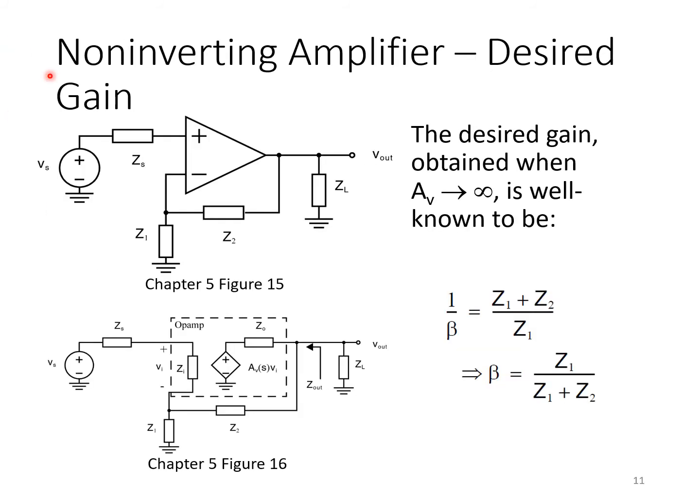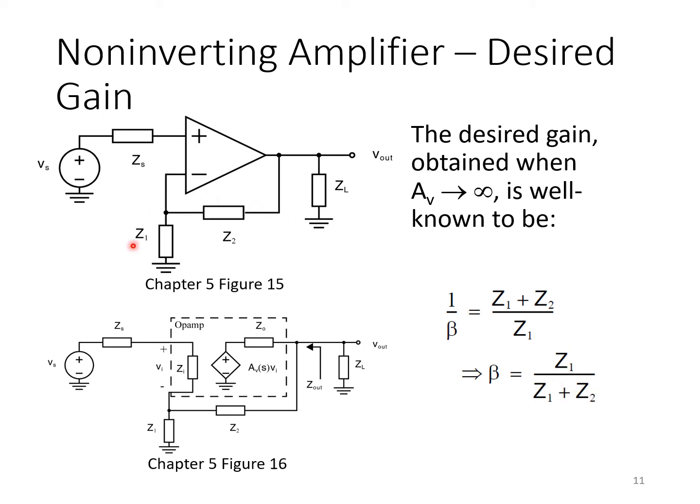Here we consider another classic case of negative feedback amplifier, the non-inverting op-amp configuration. Again, we can start out by thinking about what's the desired gain of this circuit. That's the one obtained when the op-amp's gain becomes huge. And we know very well that the desired gain of this non-inverting configuration is 1 plus Z2 over Z1. So we know that 1 over beta can be thought of as our desired gain. And here's another way of writing 1 plus Z2 over Z1. So therefore beta is the inverse of that, Z1 over Z1 plus Z2.